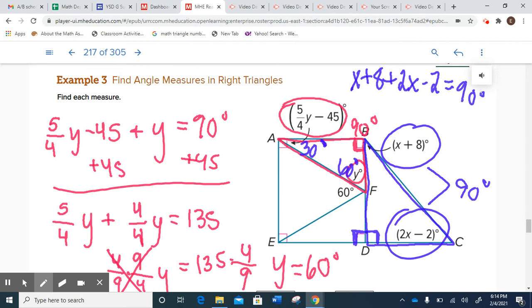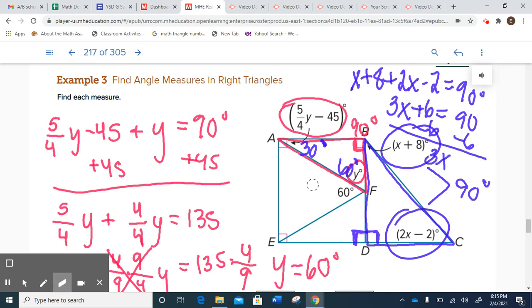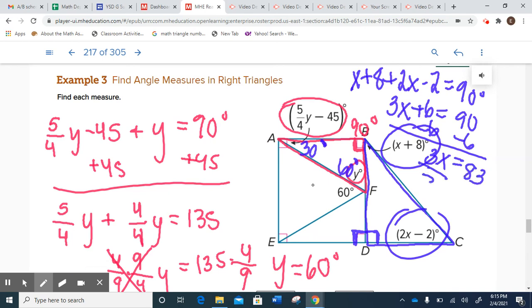Combine the x's, combine the constants, and then we're going to move everything away from the x. Subtract 6. Let's erase some stuff here. It's getting a little bit crowded. Divide by 3. Oh, 84. Not 83. 84 divided by 6 is 14. Or sorry, 3. 84 divided by 3 is 28.